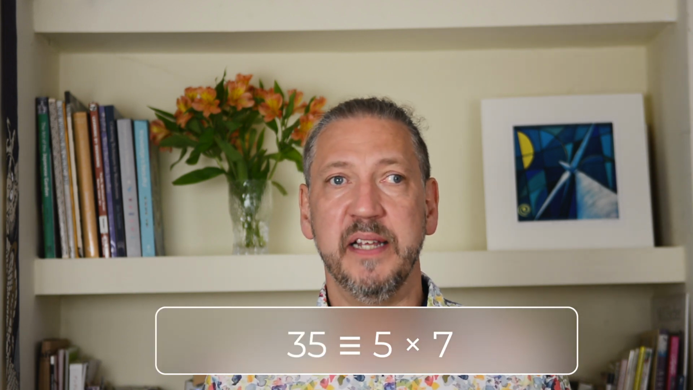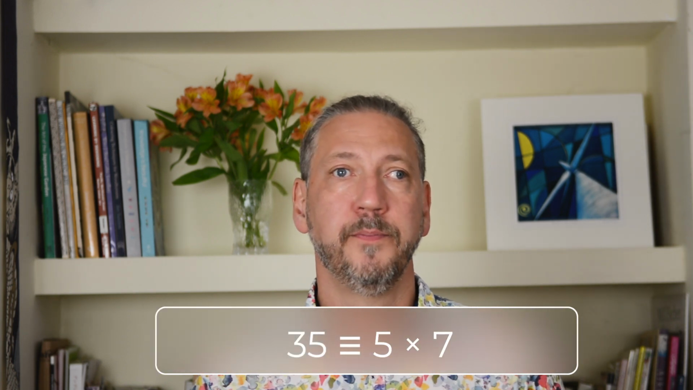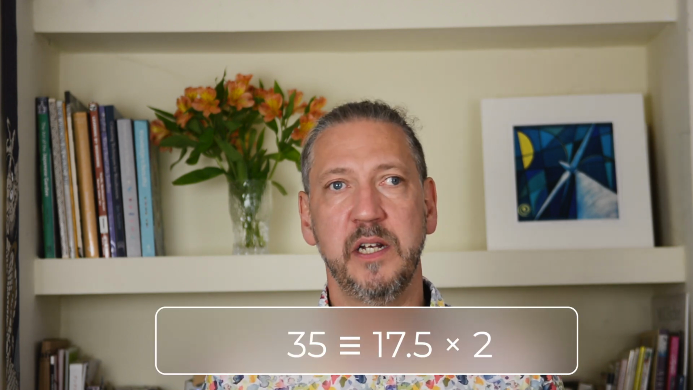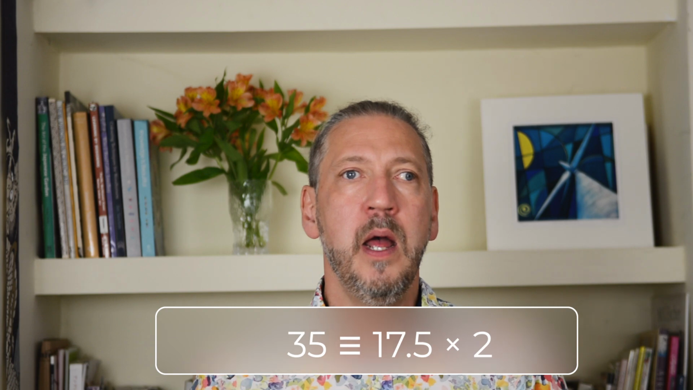An identity is a mathematical equation represented by an equal sign with 3 bars, and it means "can be represented as." So you could say 35 can be represented by 5 times 7, or 35 can be represented by 17.5 times 2. Now you're probably saying, well, big deal, Chris, how's that useful? In and of itself, that is not too useful.